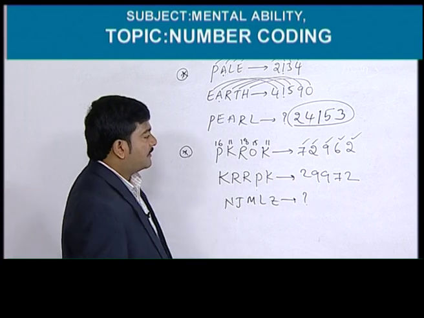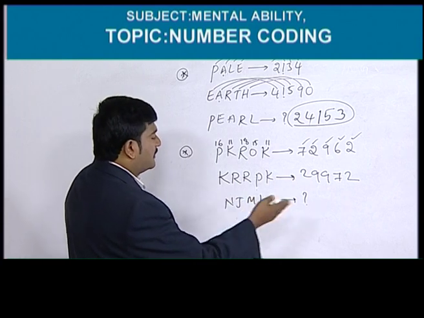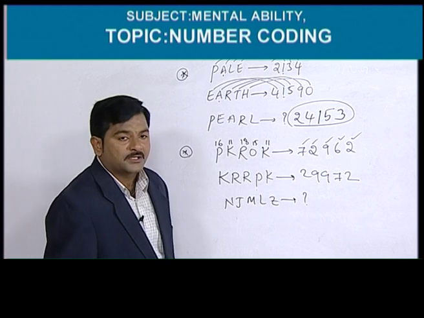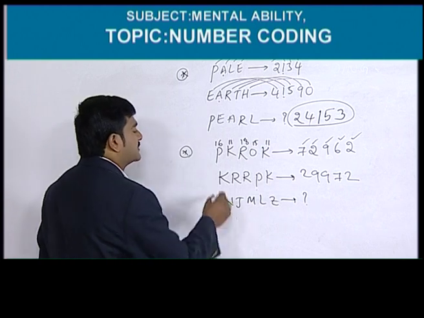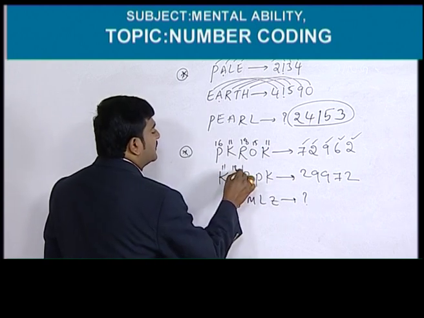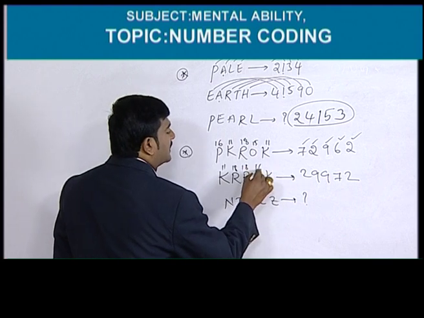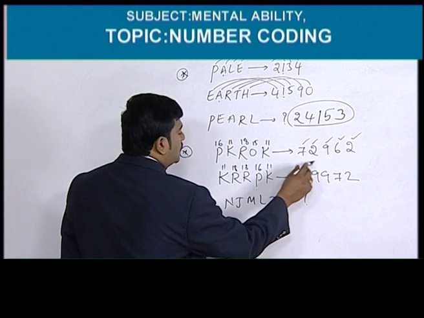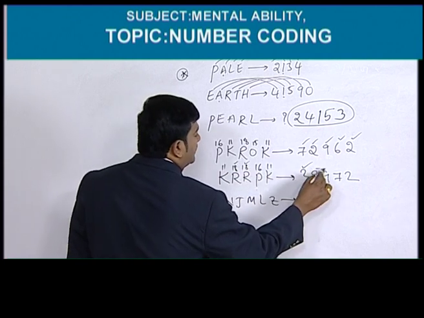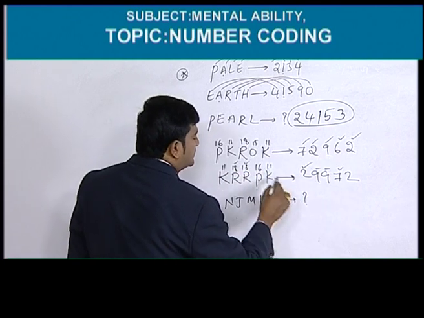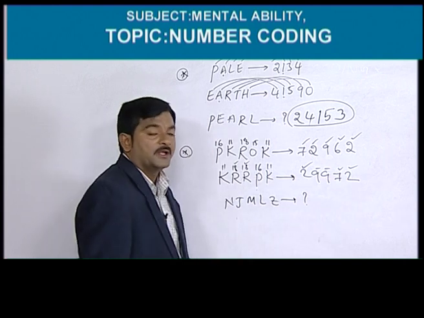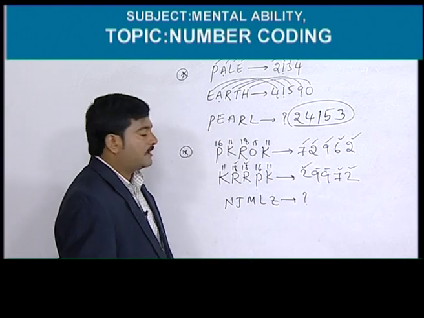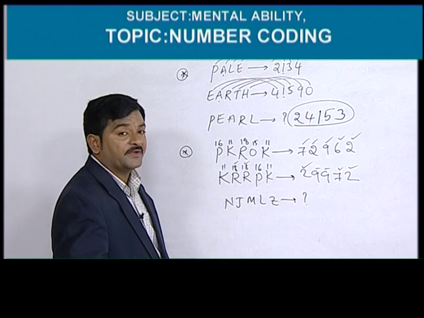Same, you can check it for the second word also. KRRPK you mentioned. K means 11, R means I already told you 18, P means 16, again K means 11. See, 1 plus 1 is 2, 1 plus 8 is 9, 1 plus 6 is 7, 1 plus 1 is 2. Hence, we identified the relation.